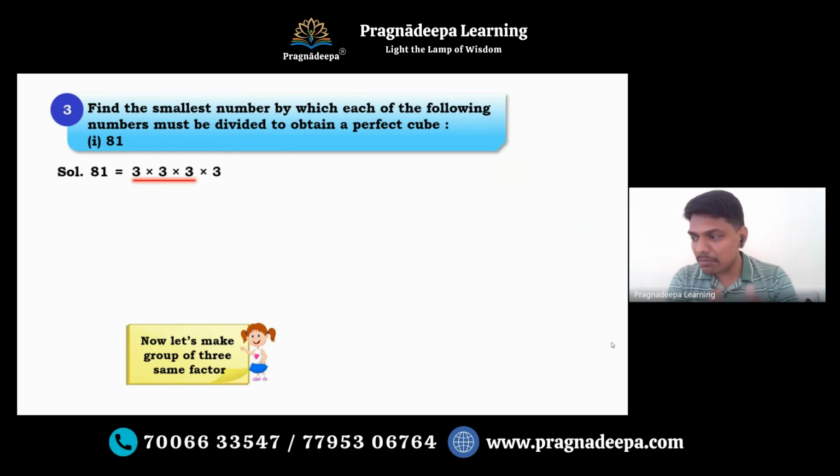Now, by what number do I have to divide to make it a perfect cube? So should I eliminate one 3? Yes, sir. You can.